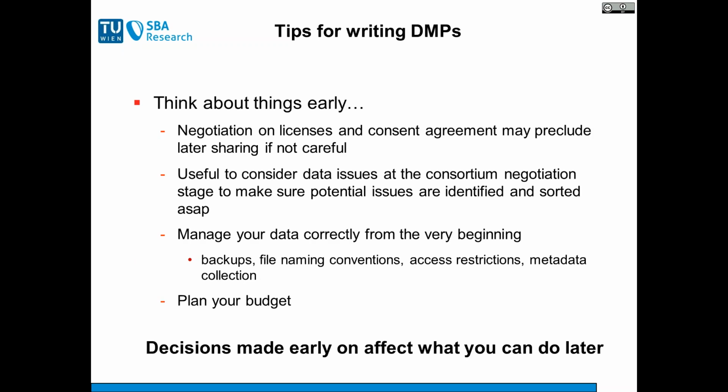It's also important to think about DMPs early when you're negotiating your consortium agreement, because there may be some licenses and consent agreements made. And maybe because of these reasons, you are not able to do some kind of research. Or maybe one of the partners is not willing to contribute, to share, to publish in an open way. And this may actually ruin your project. So it's better to find out these problems earlier than later.